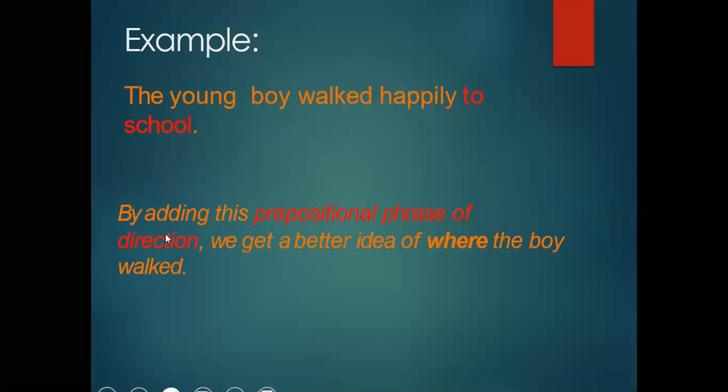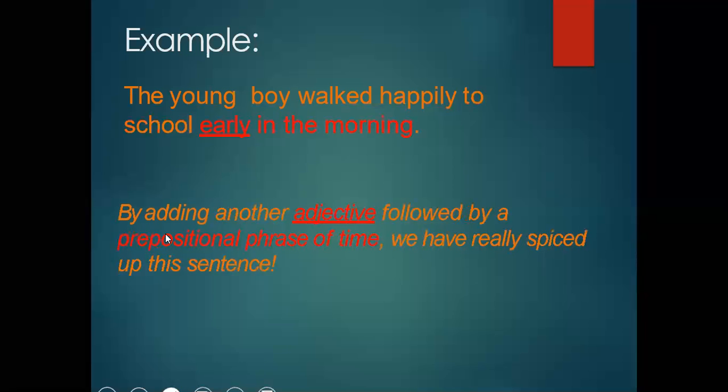The young boy walked happily to school. Now this is a prepositional phrase. A prepositional phrase is of direction. We get a better idea of where the boy walked. So yeah, we will study this in the topics of phrases later on. So I'm not going into details for this right now. The young boy walked happily to school early in the morning. Now this is a phrase, a prepositional phrase of time that tells you when this action was happening.